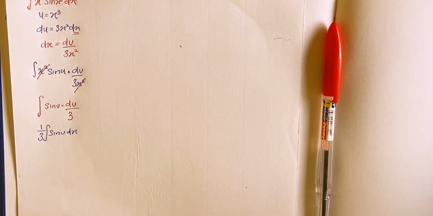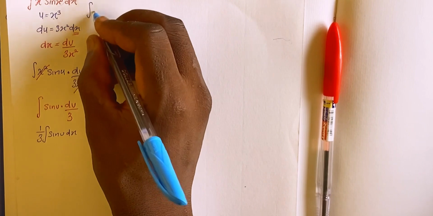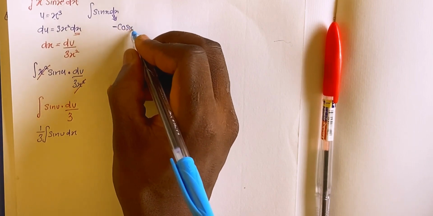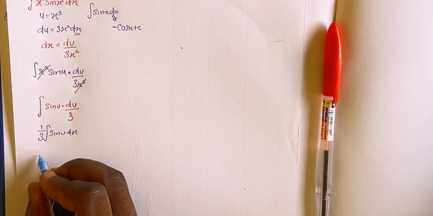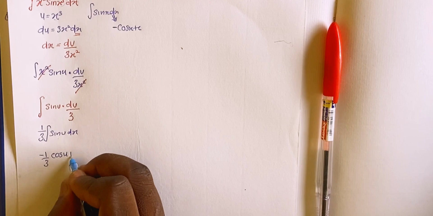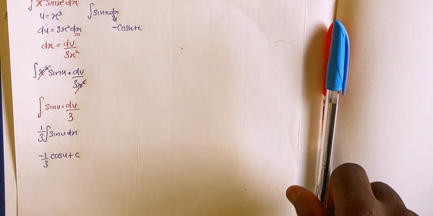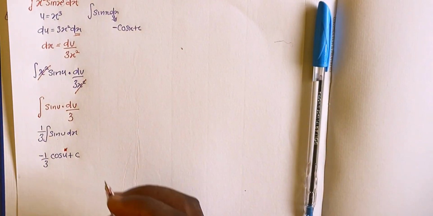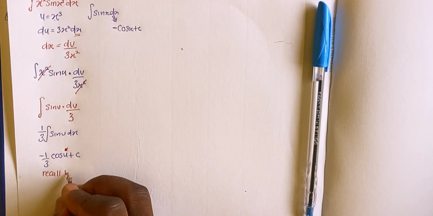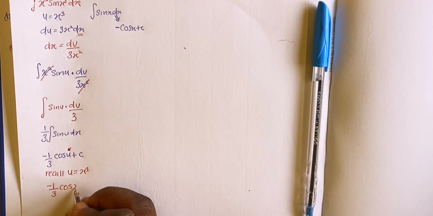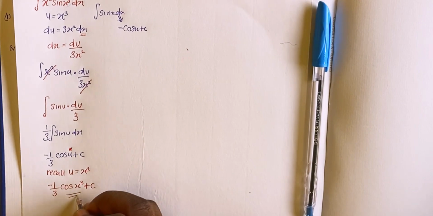I know that whenever I'm asked to integrate sine x dx, integrating sine x dx will give me negative cos x plus c. So integrating this, I'm going to have minus 1 over 3 cos u plus c, right? So am I going to stop right here? No, it's not possible, because my u is actually a function, right? So we recall that u equals x raised to power 3, so that everything is going to be minus 1 over 3 cos x raised to power 3 plus c. That's just the answer to the first question.